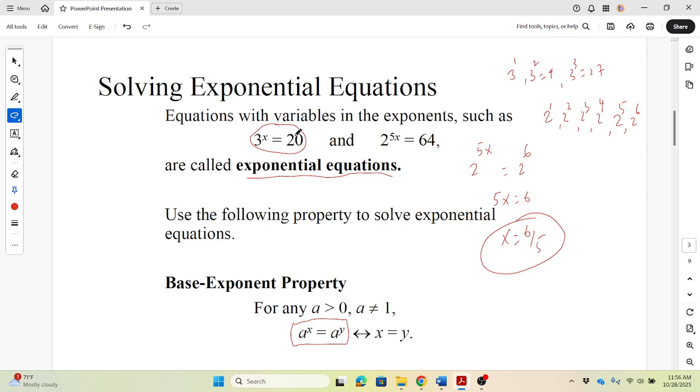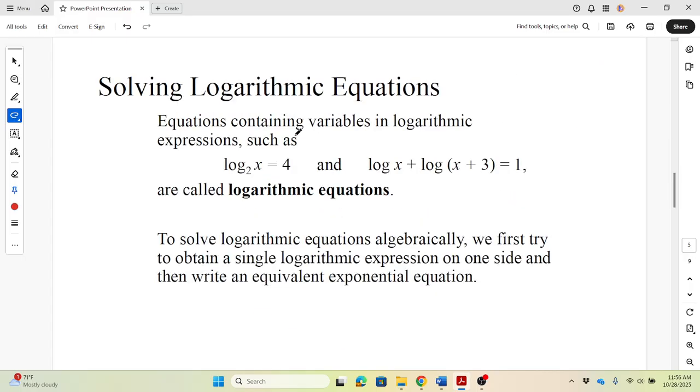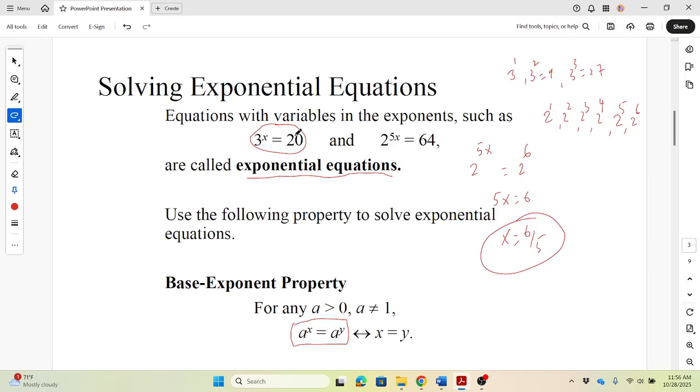Sometimes we cannot. In that case, if we don't have the same base, then we can still solve the problem by taking ln of both sides. If you take ln, or the log function, you see this x, we can bring it down using the power rule. So the answer would be x equals ln 20 over ln 3. That is the answer for the first one.